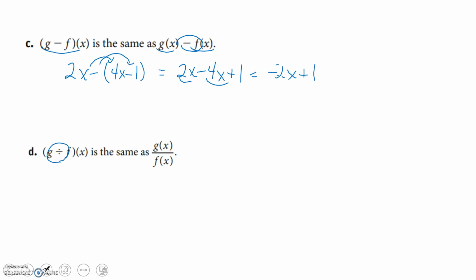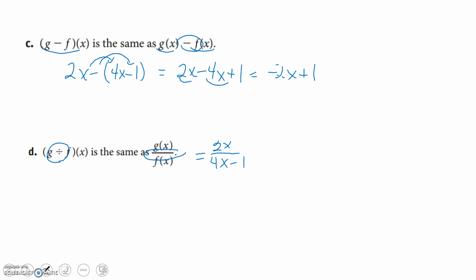Okay, so we're going to rewrite the division. This time we're actually going to use the fraction bar, because we know that the fraction bar means division. And we're going to put the g of x over the f of x. So I'm just going to come over right here beside it. Our g of x is 2x, and then divided by, or over, our f of x of 4x minus 1. Now at this point, we would look to see if there is any simplifying that we could do.